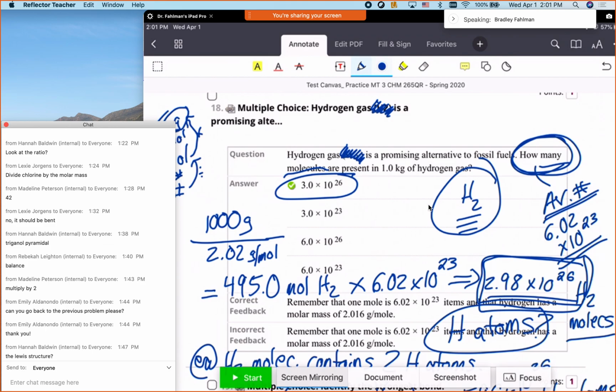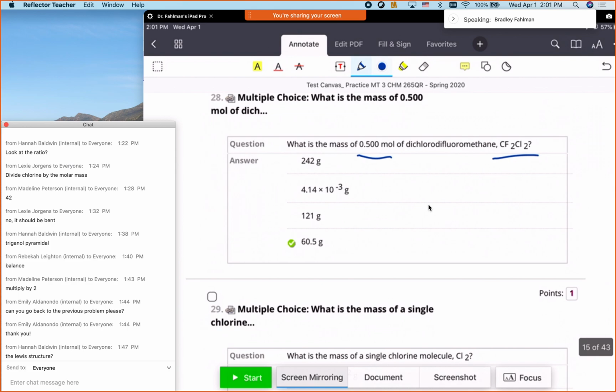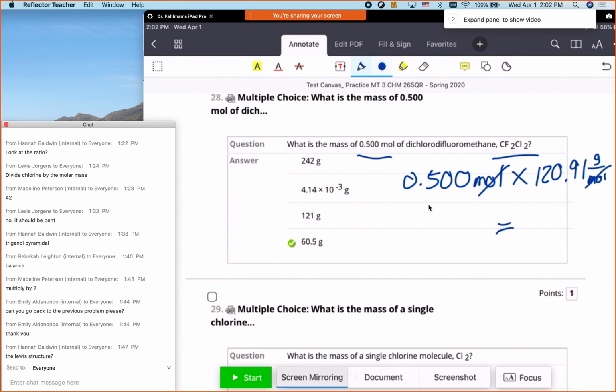All right, so let's go back to that one. There we go. So 0.5 moles. And if you multiply by that grams per mole, so if we kind of estimate, so 35.45 times 2, that's the chlorines, and then we've got 19 times 2 for the fluorines, and then 12 for carbon. That's 120.91 grams per mole times 0.5 is 60.5 grams.